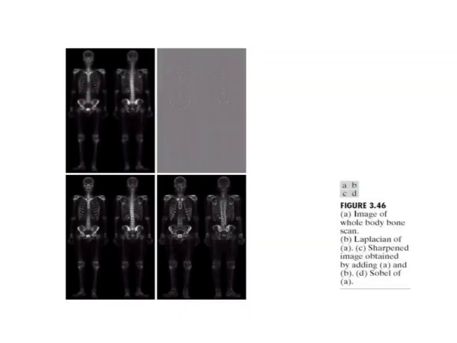Figure D shows the Sobel gradient of the original image. Components Gx and Gy were computed using the masks. As expected, edges are much more dominant in this image than in the Laplacian image. The smooth gradient image in E was obtained by using an averaging filter of size 5 by 5.